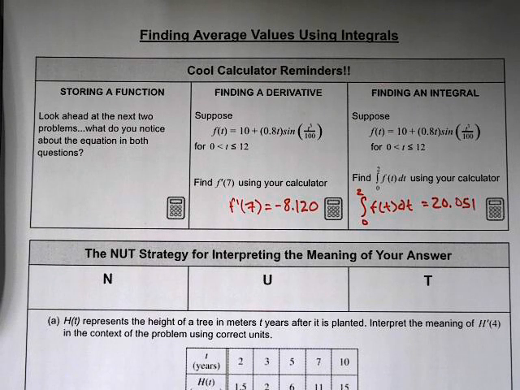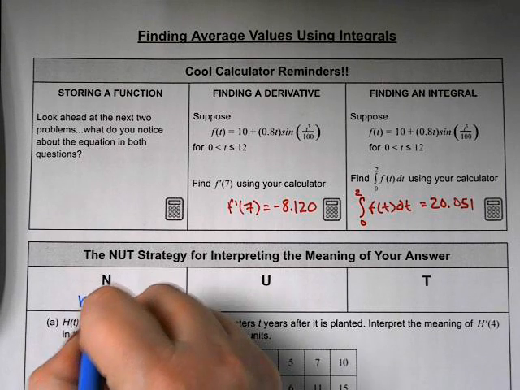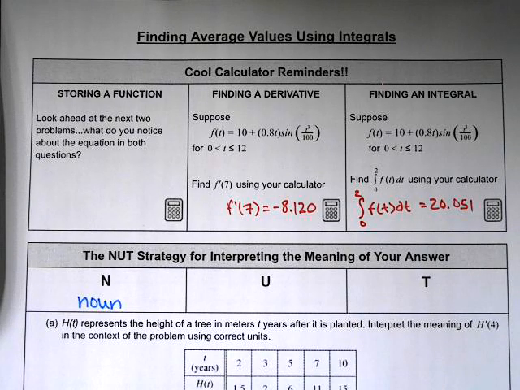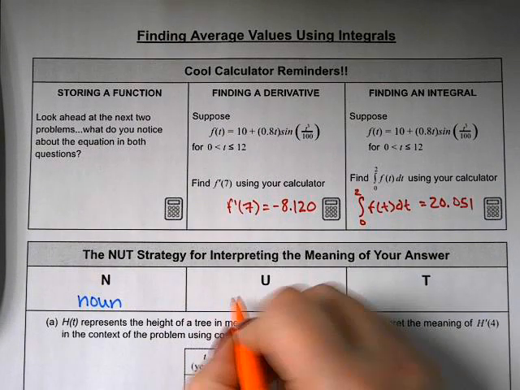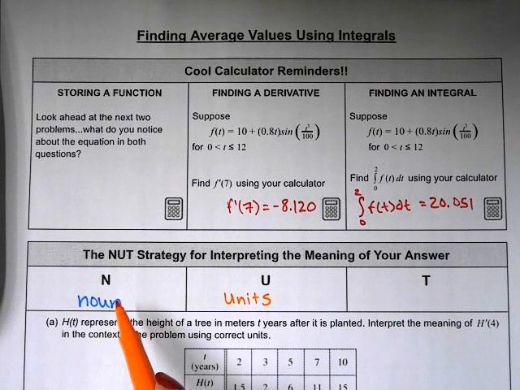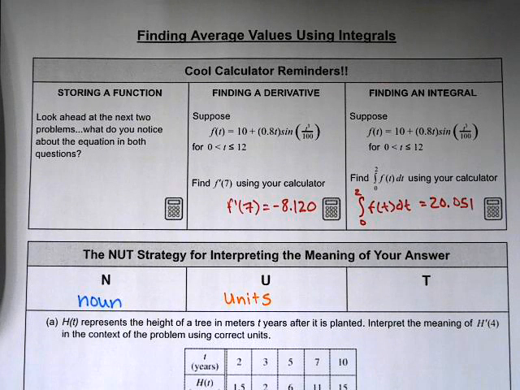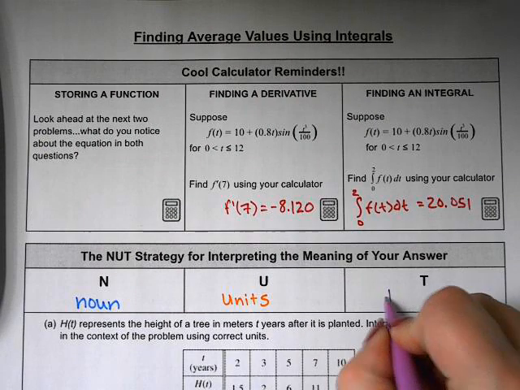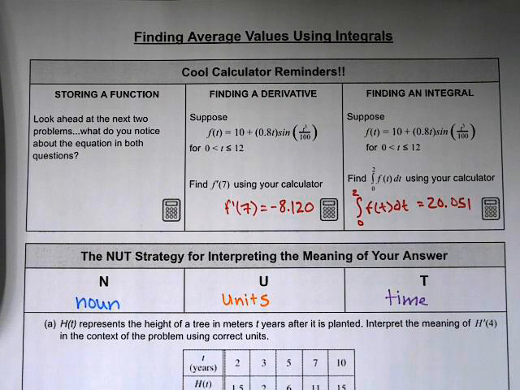And so you have to know how to write your answer. The first thing you are always going to include in your interpretation of your answer is a noun. It's the thing that you're actually finding. The next thing that you're always going to include are your units for what the noun is that you actually found. And then the last thing that you are going to do is talk about the time. When are you finding this thing?